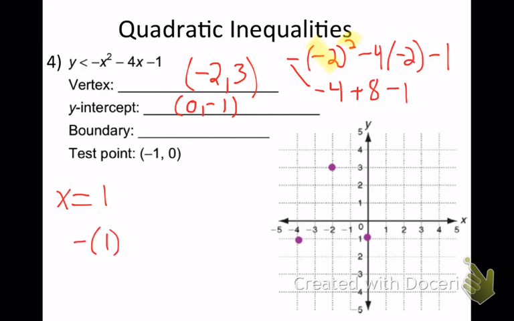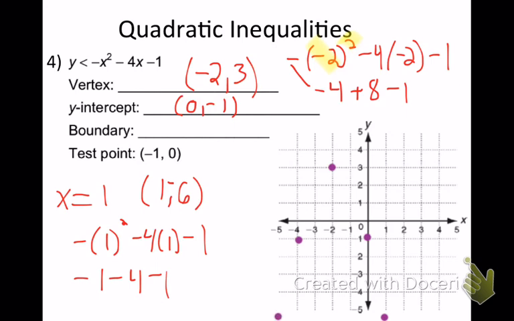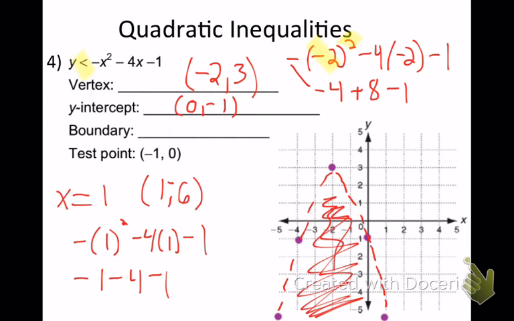So I have negative, parentheses, 1 squared minus 4 times 1 minus 1. So you get negative 1 minus 4 minus 1. What's your coordinate there then, Jake? (1, -6). So that's somewhere like down there. Now, solid or dashed line, Jake O'Connor, what are you going to have? Okay. And do I shade above or below, Jake? Below. So that's like this area right here. And again, a test point there you could choose would be like (-1, 0).